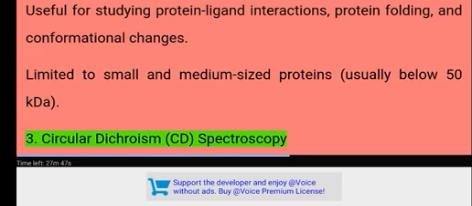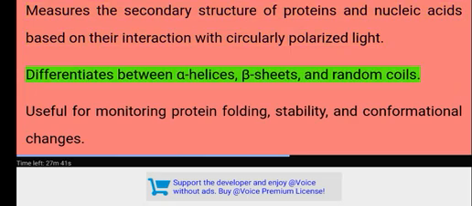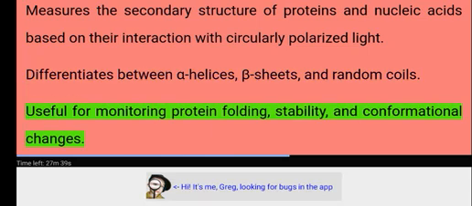3. Circular dichroism, CD, spectroscopy. Measures the secondary structure of proteins and nucleic acids based on their interaction with circularly polarized light. Differentiates between alpha helices, beta sheets, and random coils. Useful for monitoring protein folding, stability, and conformational changes.